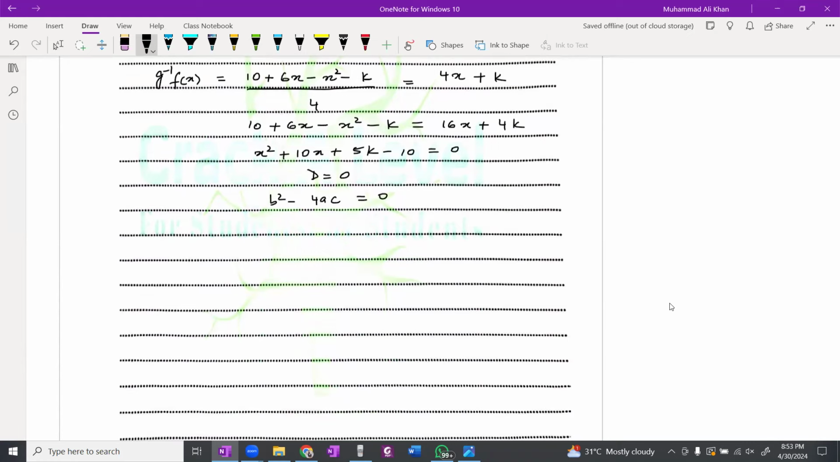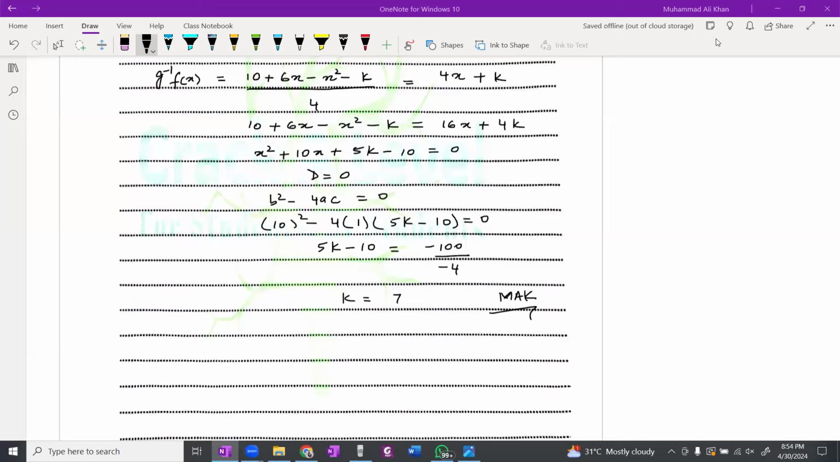Now b squared minus 4ac equals zero. What is b? b is 10. What is a? a is 1. What is c? c is 5k minus 10. So 5k minus 10 equals minus 100 upon minus 4. And the value of k according to this is 7. This is the value of k.